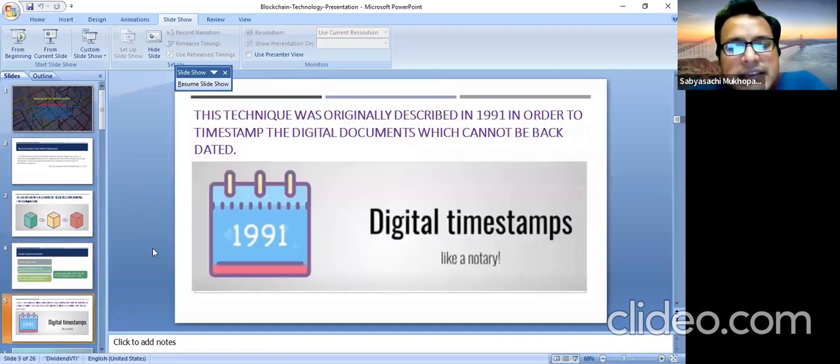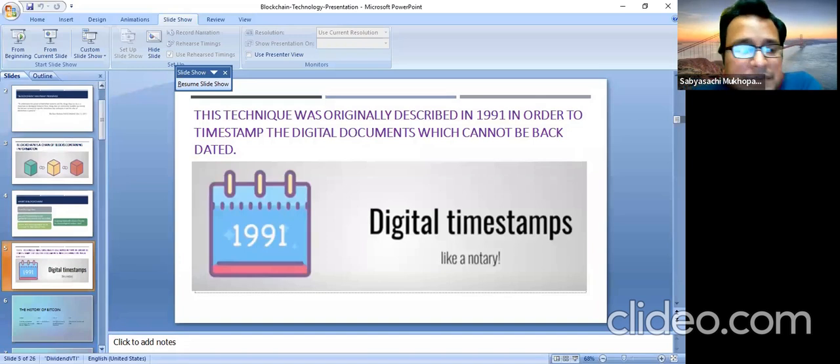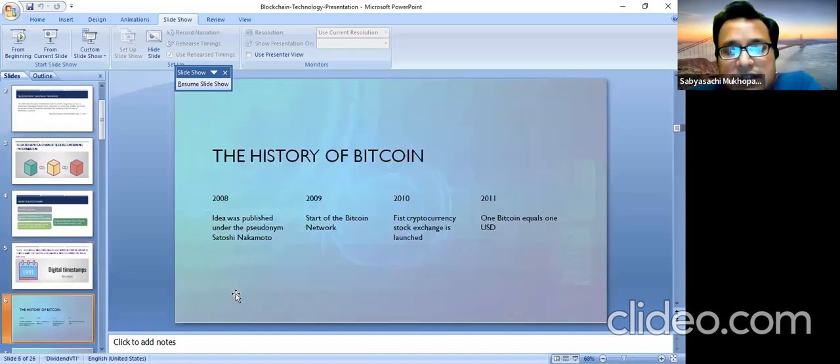There is a timestamp which plays a very vital role. In 1991, a group of researchers came up with the basic concept of the blockchain. They introduced one important concept related to the timestamp, because you can't make those timestamps backdated or forward dated. So the timestamp plays a very vital role, and with this concept of the timestamp, the blockchain concept came up.